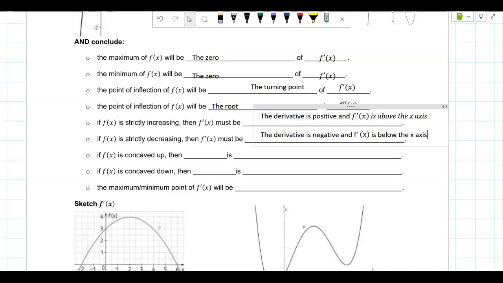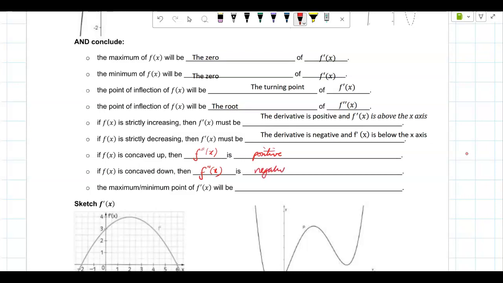If f(x) is concave up, then what can you say for the second order derivative? Positive, above the x-axis. If your f(x) is concave down, remember your second order derivative tells you concave up or concave down. Negative, below.